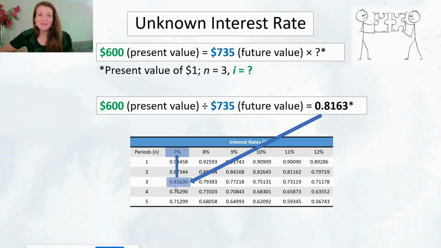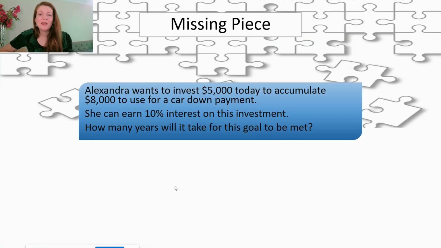So it's like a little puzzle that you get to work, and hopefully you enjoy puzzles since you are an accounting major, because there are lots of things like this that are basically puzzle solving. So if nothing else, you can think of it as kind of a game. All right, so our interest rate is 7%. We found that by looking for the factor on the present value chart after dividing the present value by the future value. Now let's look at another example.